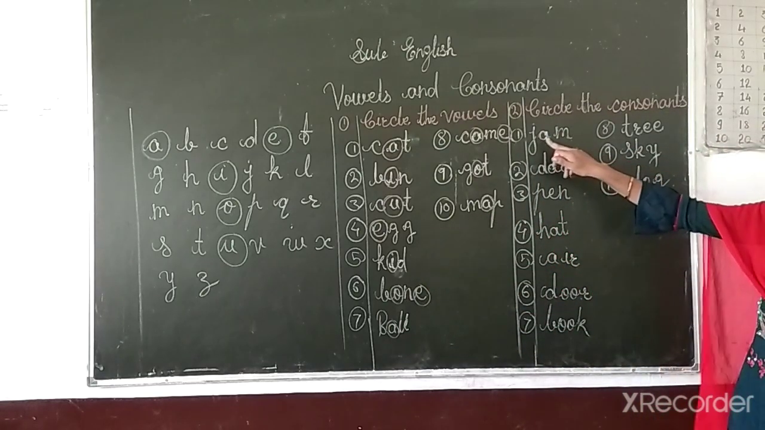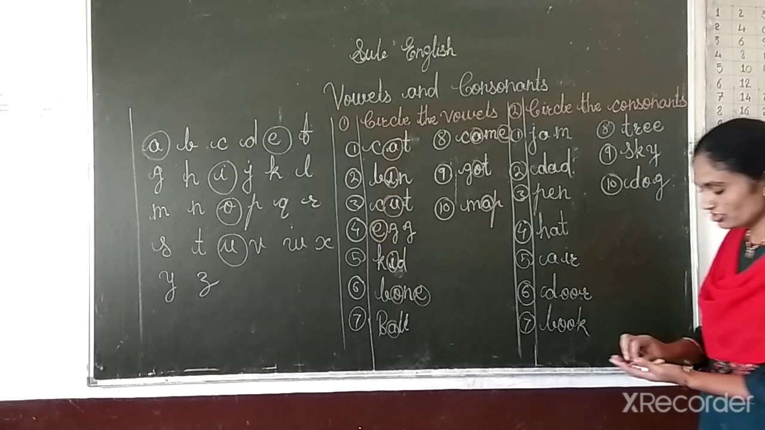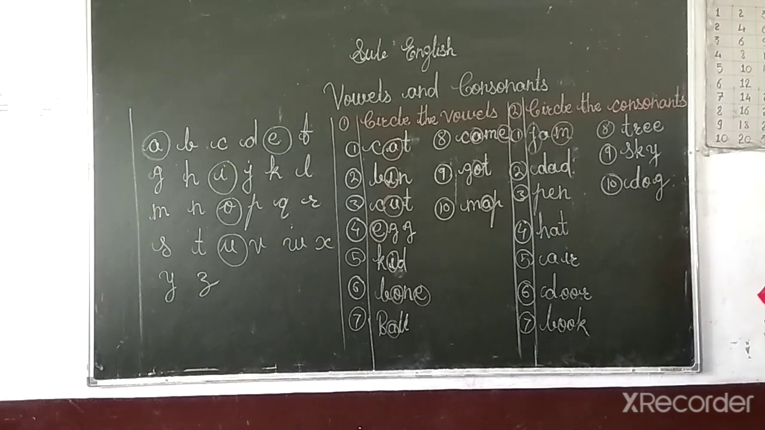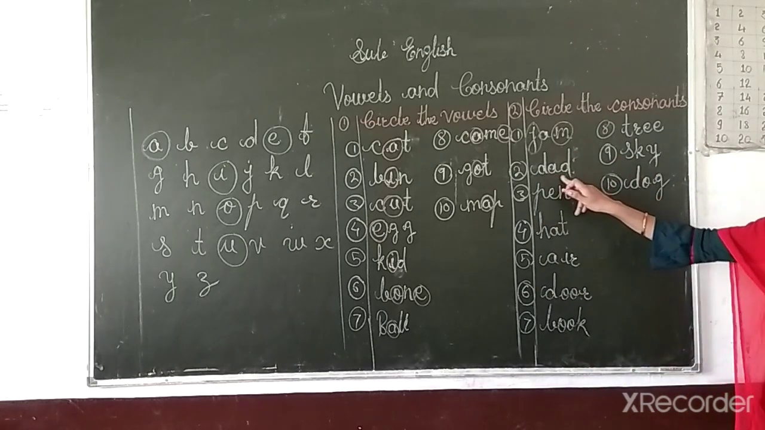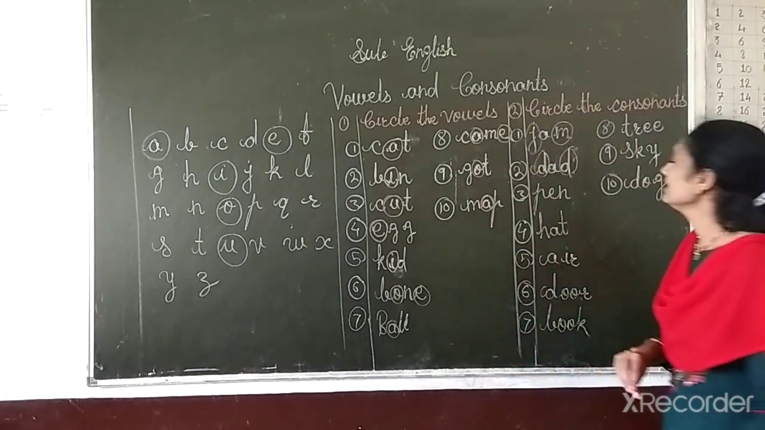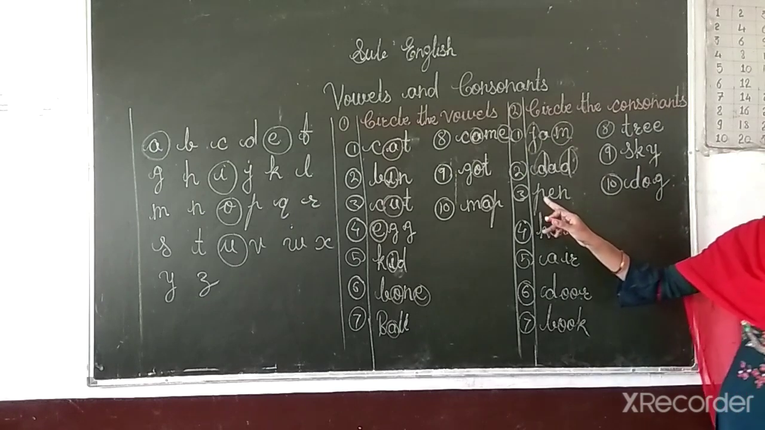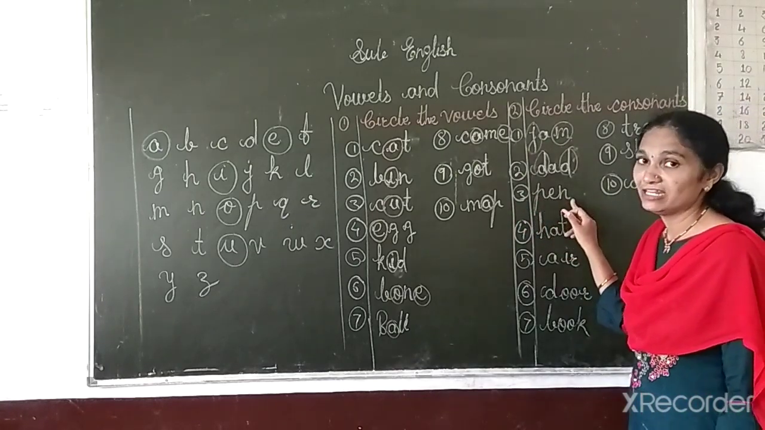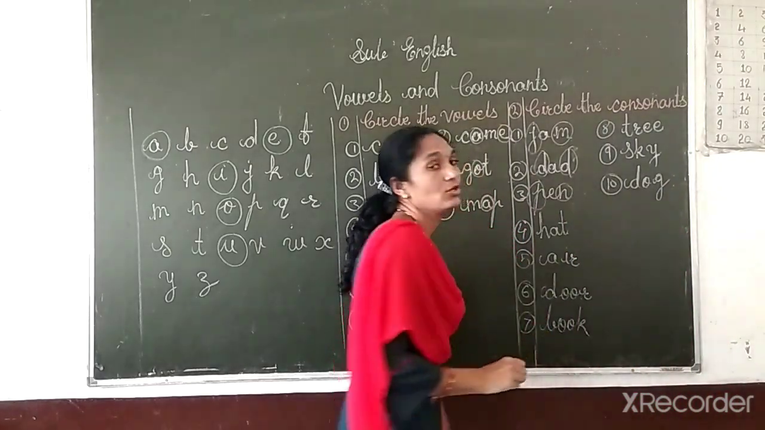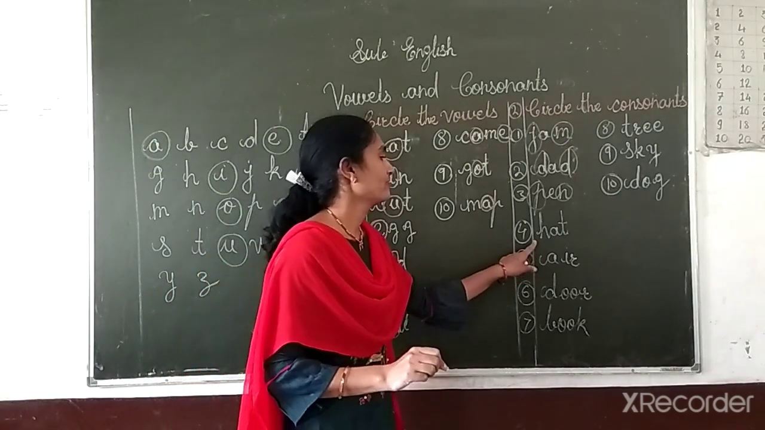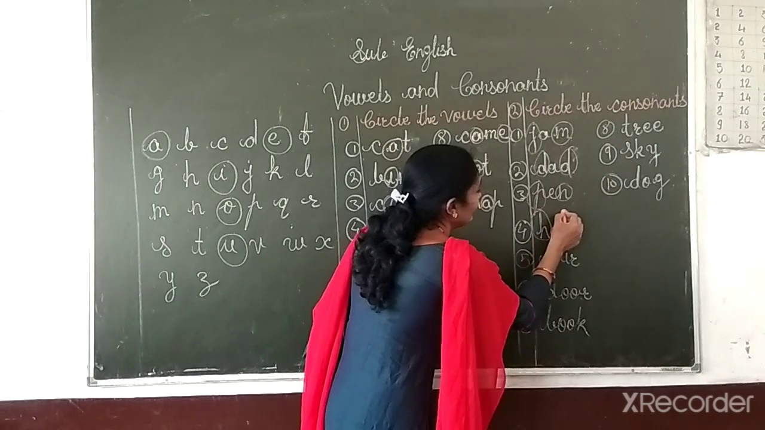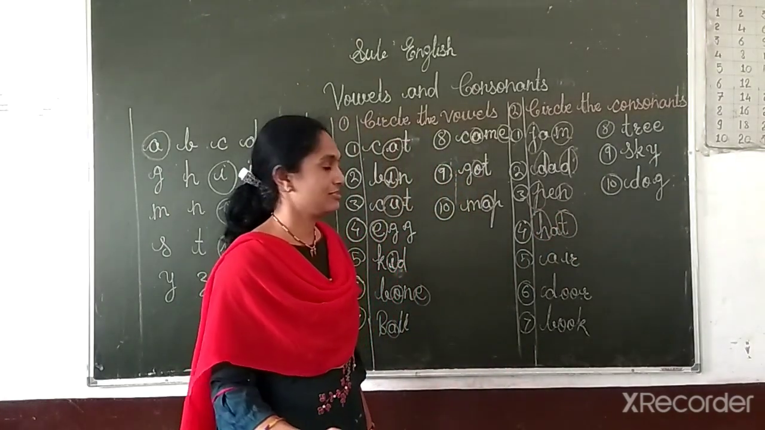Now, words. J-A-M, jam. Which are the consonant sounds here? Here J and M. J and M are consonants. In the next word, D-A-D, dad, again two consonants. They are the D's. Third word, P-E-N, pen. In this, P and N are known as consonants. Next, H-A-T, hat. In this, H and T are consonants.